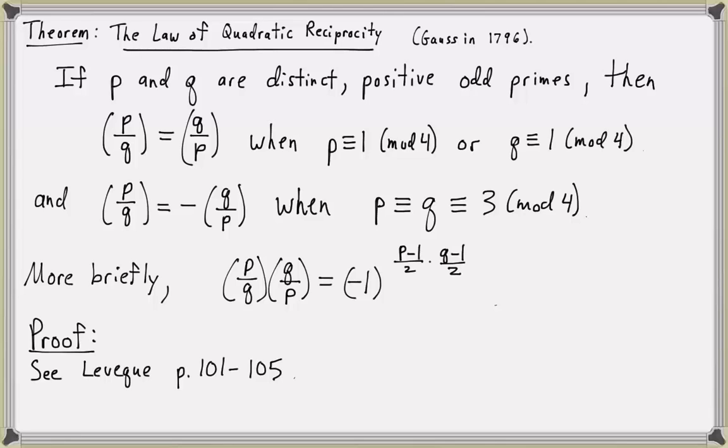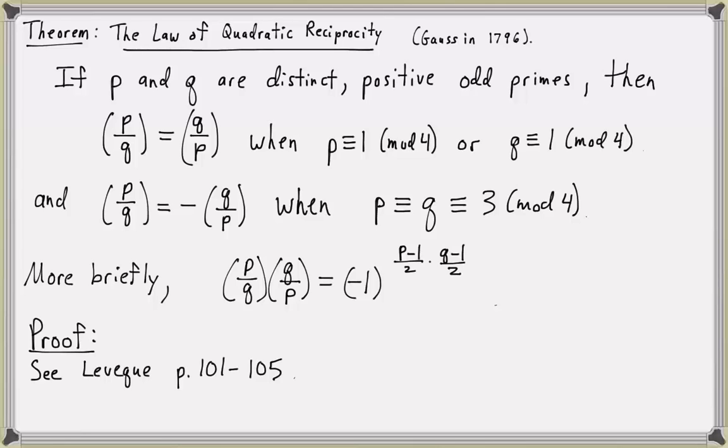I will offer some history of this theorem. The law of quadratic reciprocity was first conjectured by Euler in the 1740s, and Legendre also formulated this theorem in the 1780s. They both tried to prove this theorem and were unsuccessful. They both gave incomplete proofs in the year 1785.